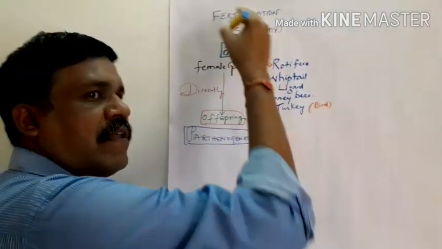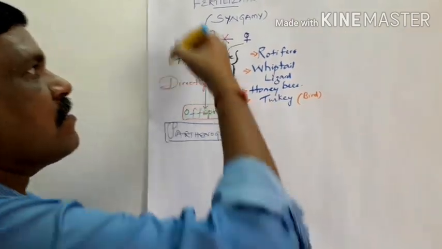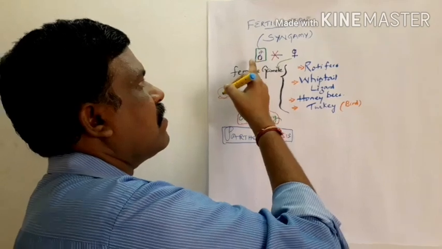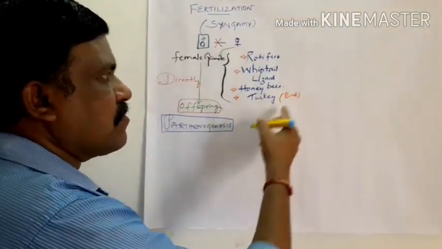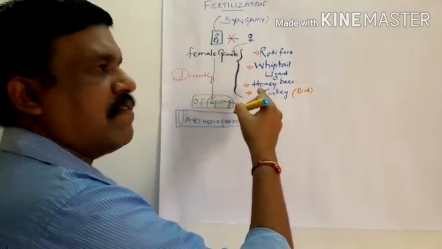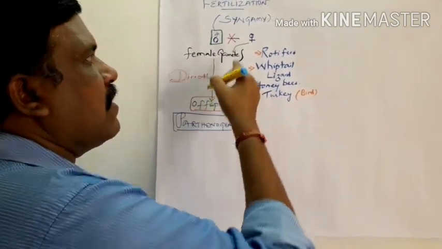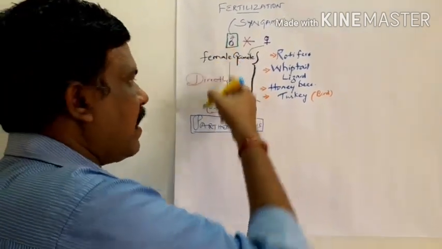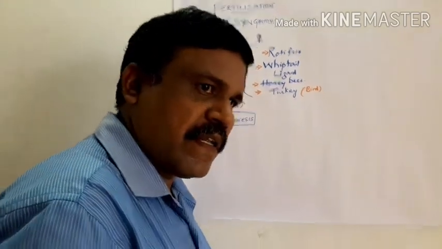So once again, let me repeat here. Usually in almost all organisms, and vertebrates, syngamy occurs, the process where the fusion of male gamete and female gamete occurs. But there are some organisms like rotifers, reptile lizard, honeybees, and turkey, which is a bird. In these cases, the female gamete, without the involvement of the male gamete, directly forms offspring, and this process is called parthenogenesis. Is it clear, children?